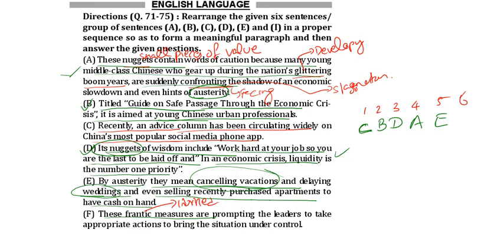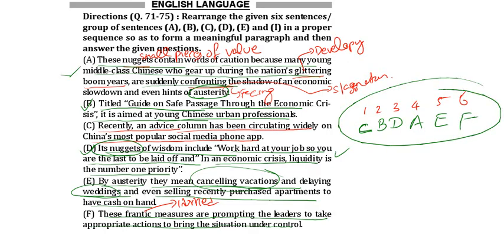These frantic measures are prompting the leaders to take appropriate steps to bring the situation under control. So this is a very sad situation. That means if you go into this situation, the country's economy will collapse. So the leaders should act promptly and take necessary action to bring the situation under control. So the last one is F. So CBD AEF is the correct answer. CBD AEF is the correct order.